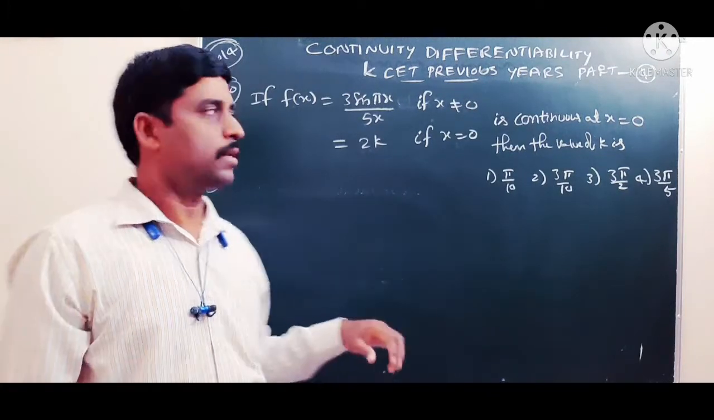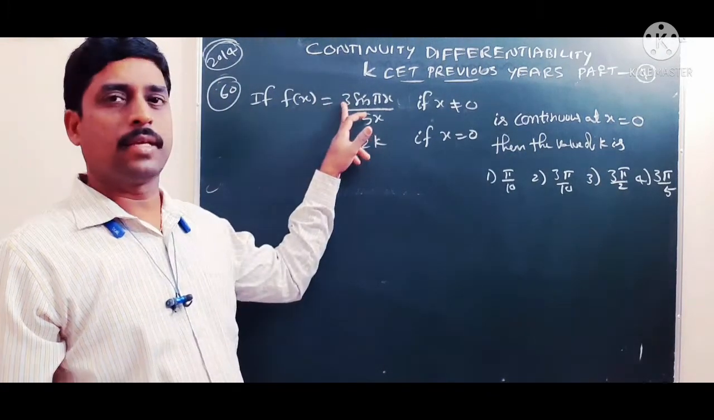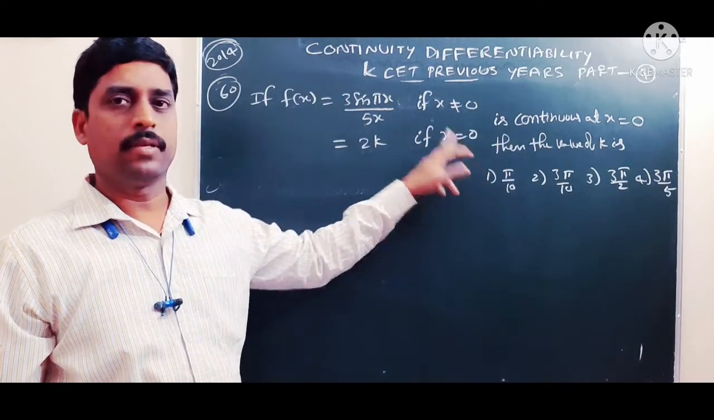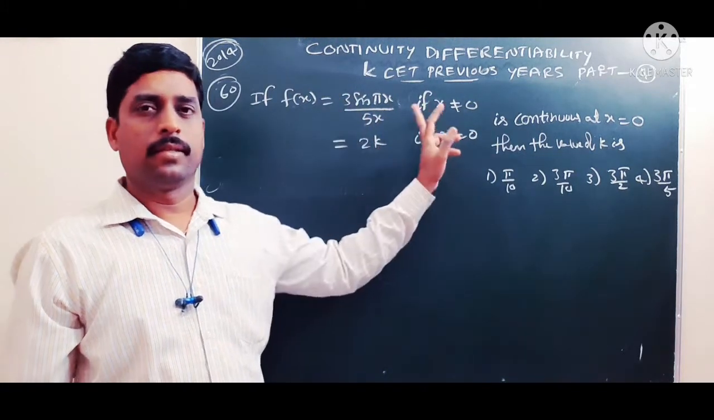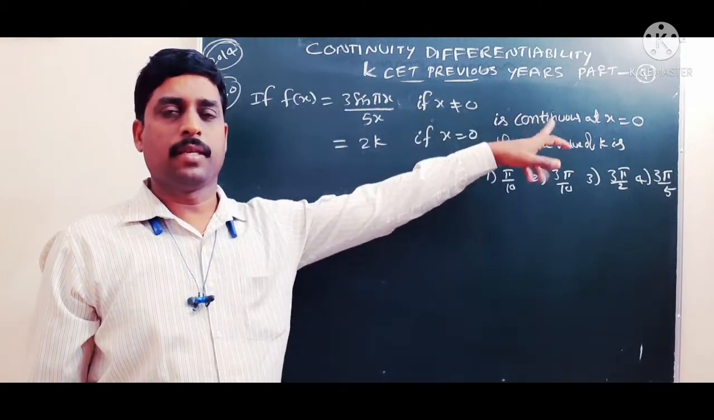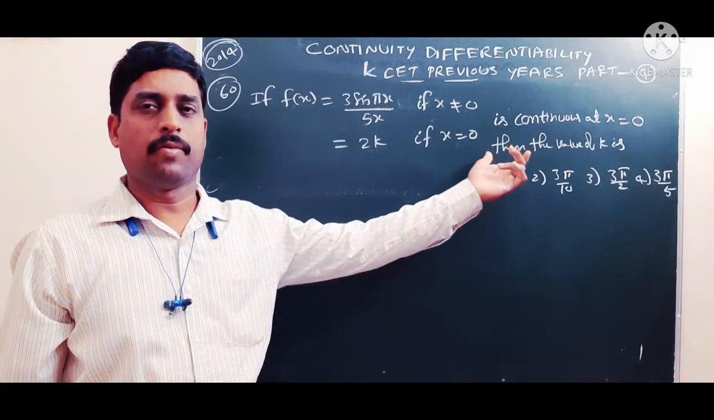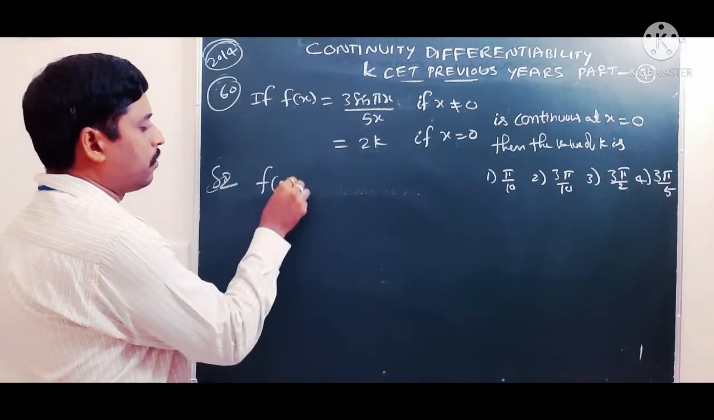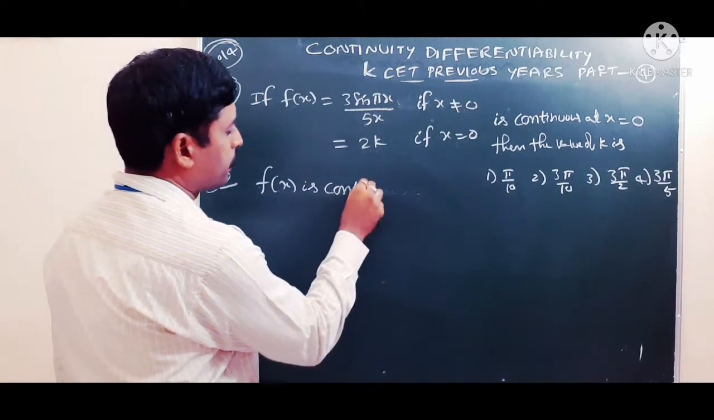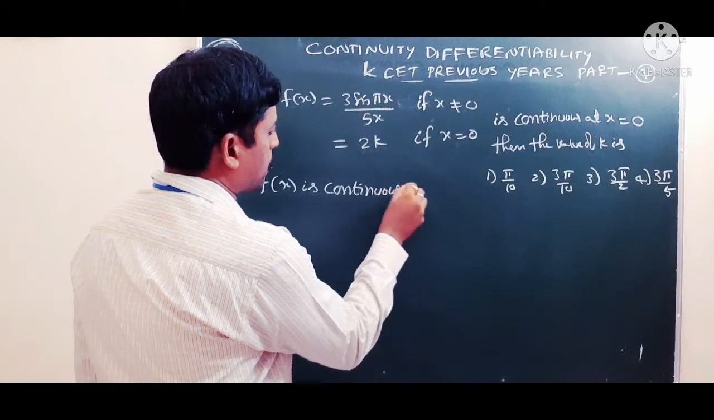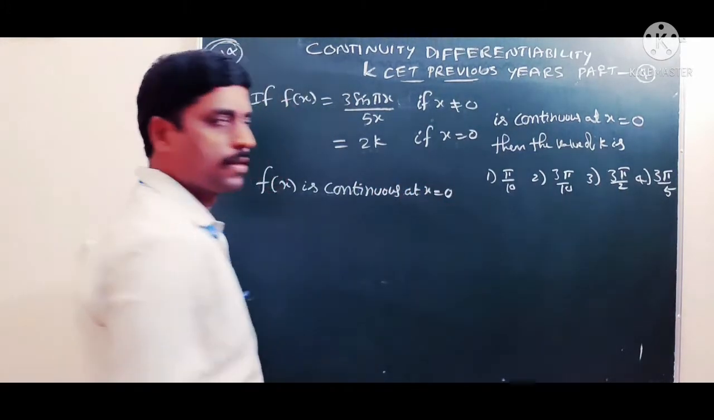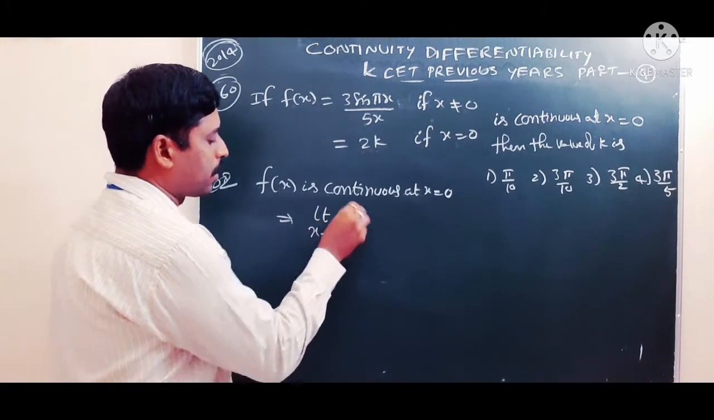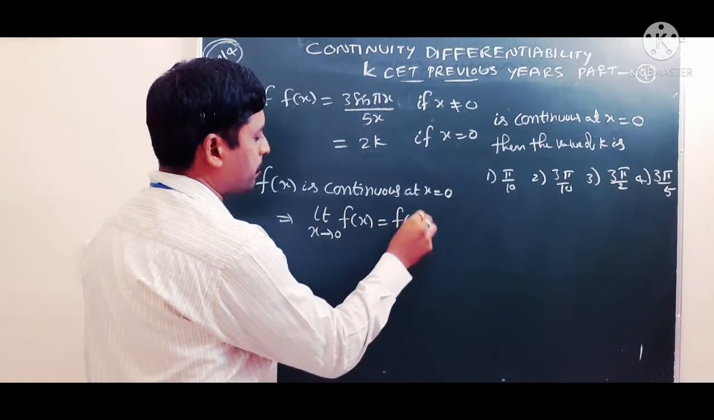This is from 2014. f of x is equal to 3 sin pi x by 5x if x is not equal to 0. If x is equal to 0, f of x value is 2k, where f of x is continuous at x is equal to 0, then we have to find the k value. So we have f of x is continuous at x is equal to 0. The definition of continuity: limit x tends to 0, f of x is equal to f of 0.